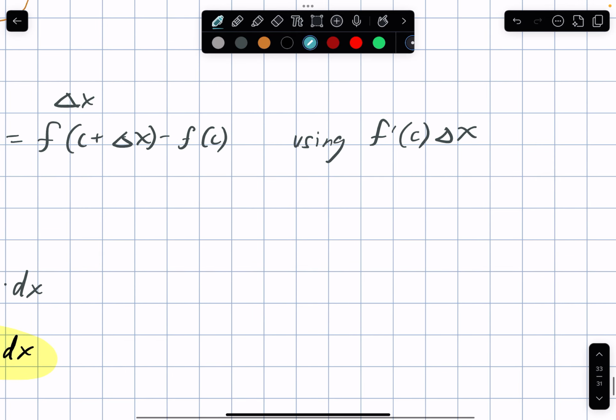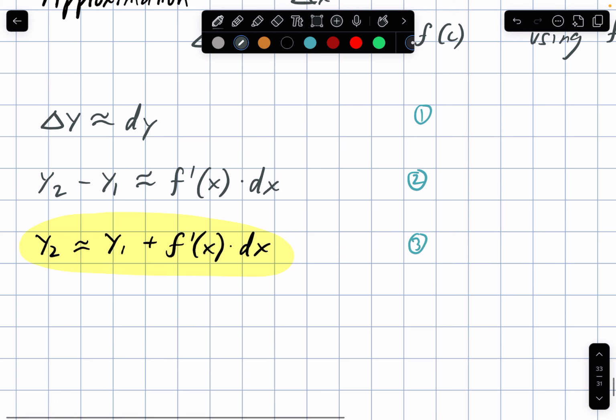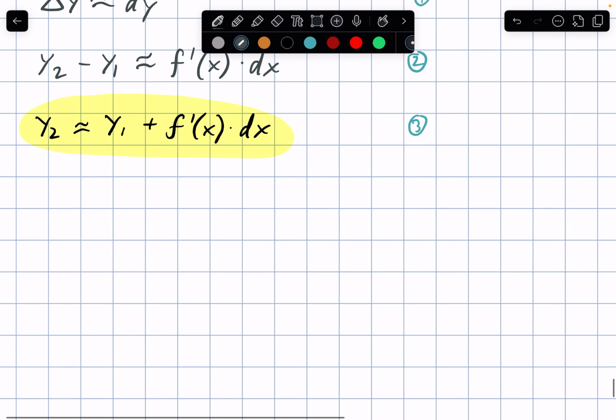What are the steps on how to solve using approximation with the use of differentials? I don't think it's appropriate to teach it that way. Let's just go through the sample problems already.